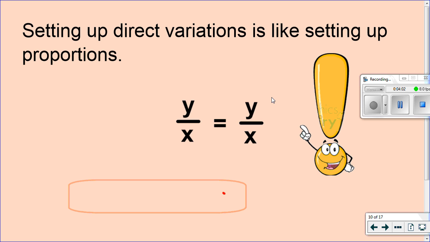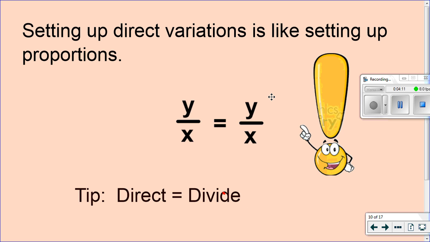Direct variation is proportional. This is sort of another way of saying proportional. So just like we've been setting up proportions in the past, we have y on the top for both, x on the bottom for both, right? That's kind of what we've been talking about with setting up proportions. Again, direct variation is just like division, y over x.